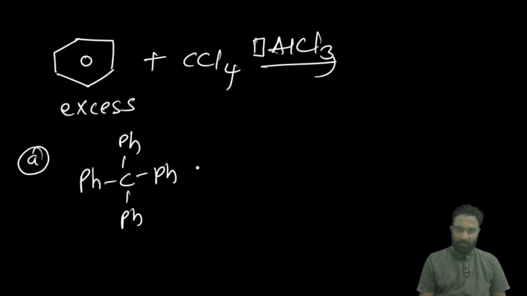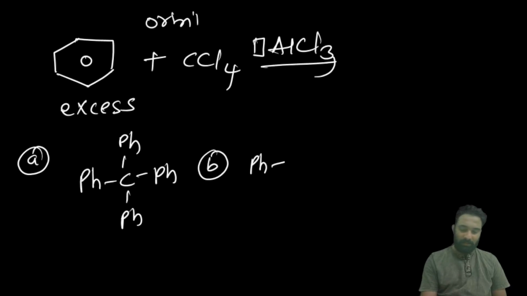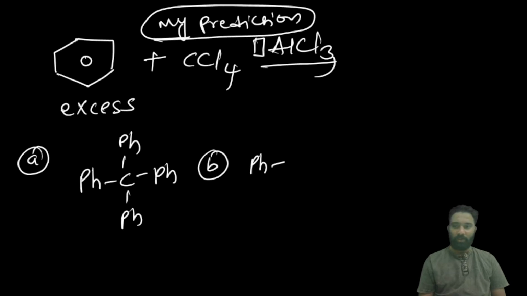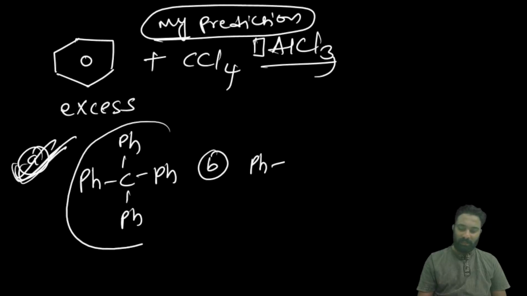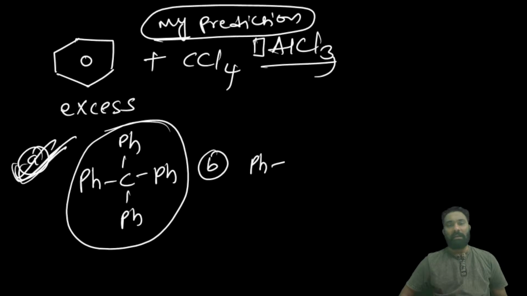Next, option B. Actually this is an arbitrary question, my prediction question. Whether this type of molecule will exist or not, we don't know. Option A, yes, good. Because all the CCl4 chlorines will be eliminated and you will get tetraphenyl carbon directly, because all the chlorines will be eliminated and the phenyl groups will be attached.